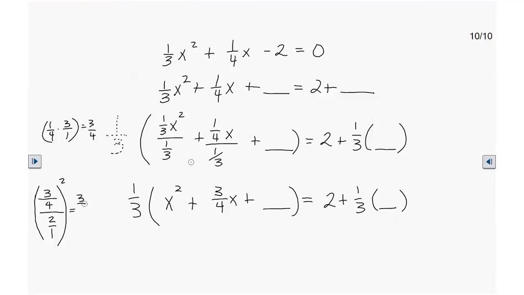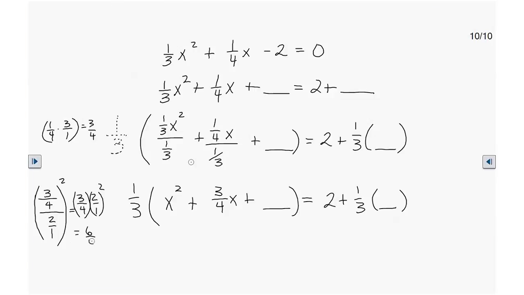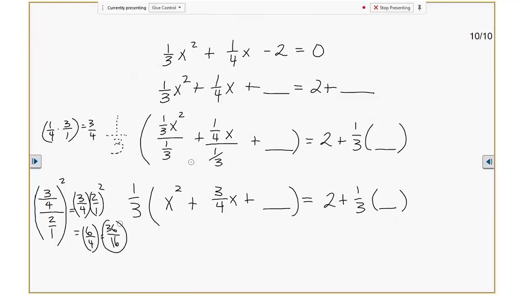3/4 multiplied by 2 over 1, squared. 6 over 4 squared is what? 36 over 16.